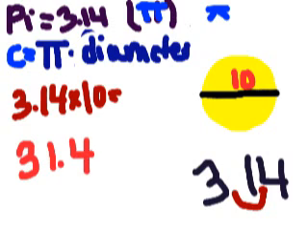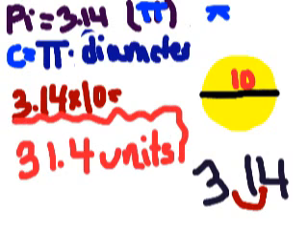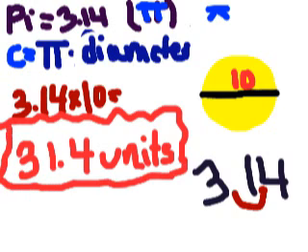31.4, and I didn't put a label for this, so what is it? It's basically just units. That's our circumference, and we don't have to put squared or cubed or anything. That's just the answer. 31.4 units.